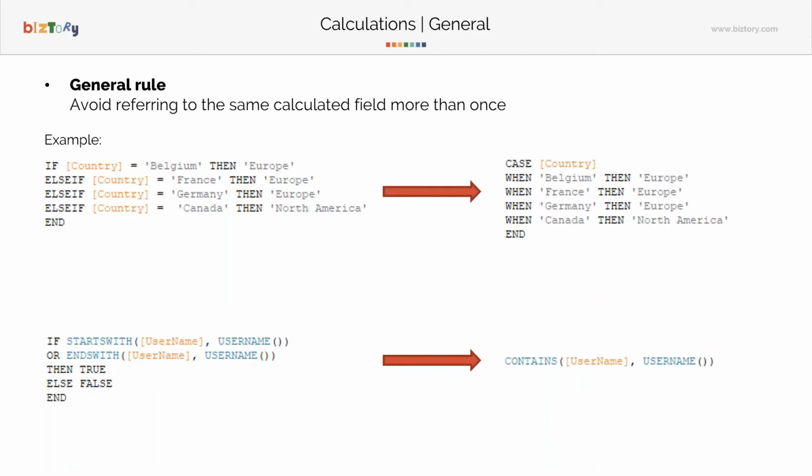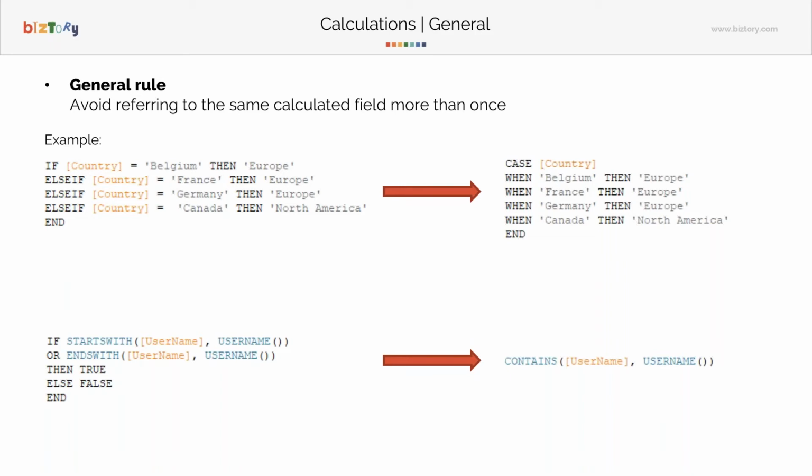So that is referring to the same calculated fields once. And below we have a row level security calculation, and it really doesn't make sense, but just to give you the idea of how it shouldn't be and how it can be much better.